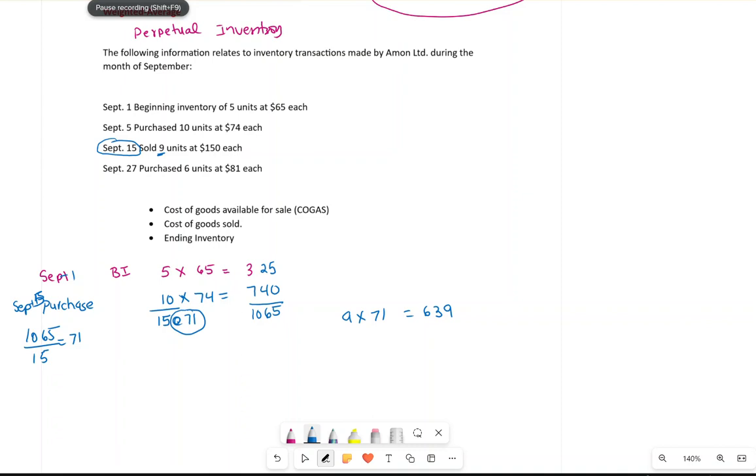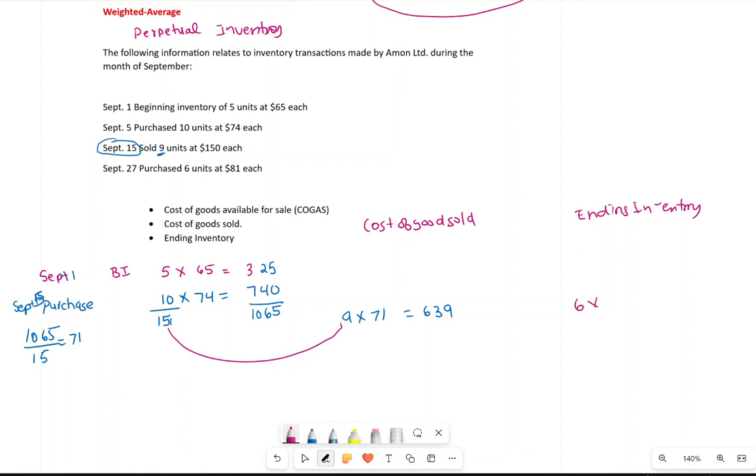Then out of the 15, you sold 9 units, and the cost of goods sold is 9 units at 71, and we want to know what was my ending inventory. So let's work out my ending inventory. I sold 9. I'm left with 6 units at $71, and the cost will be $426.